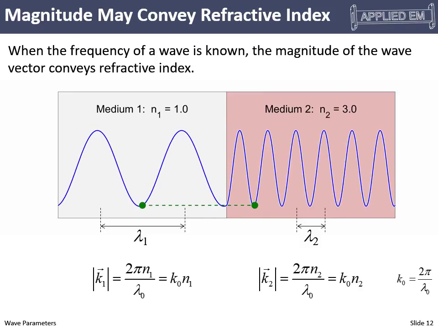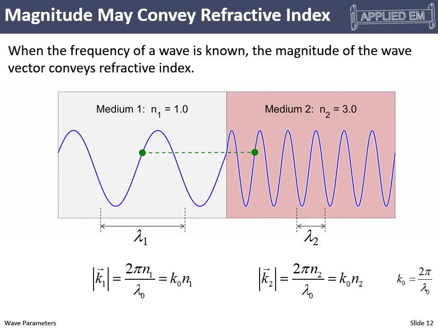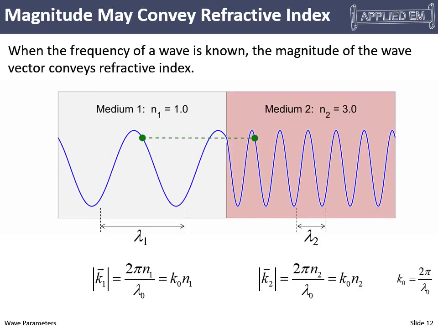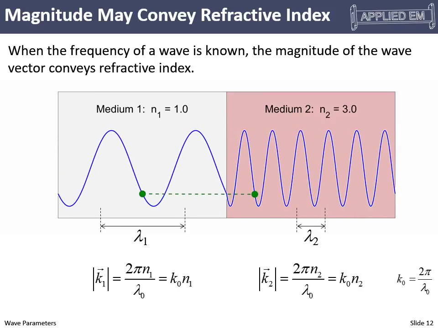Now, if we don't know frequency, we can't conclude anything about refractive index. We have to go back to the previous slide, and all we can conclude is that the magnitude of the wave vector conveys wavelength.